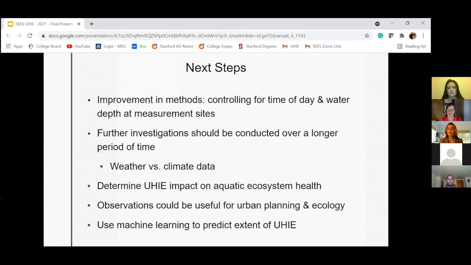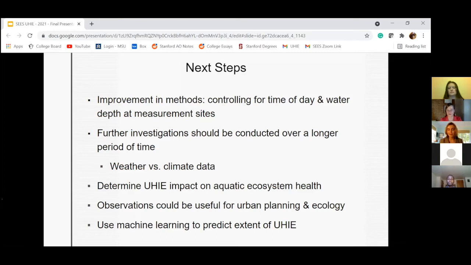Any further studies should also be conducted over a longer period of time. We were limited by the length of our internship, but a longitudinal study would collect data on the climate of the area, rather than data that could be influenced by short-term weather patterns. Another interesting investigation would be to use our observation that the urban heat island affects watersheds and determine how that affects the health of aquatic ecosystems. These observations could be useful to decision makers in government and ecology.